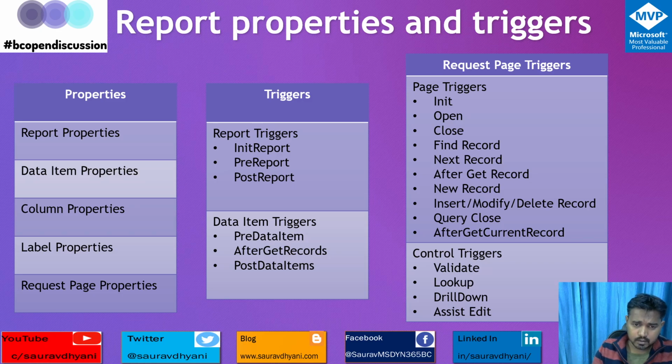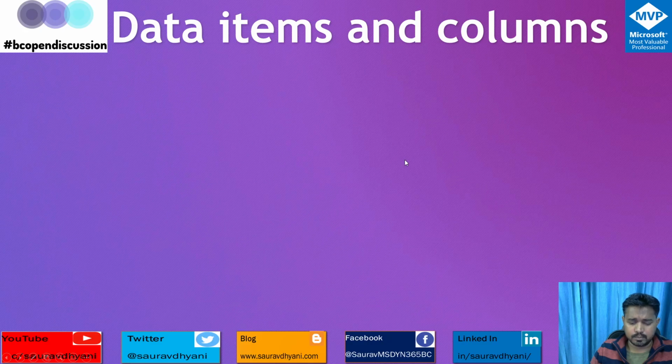You don't have to remember any of these. When we start working on these reports, we'll understand what these different properties and triggers are. So don't get confused at this point. Once we go ahead, we'll try to cover most of these as we go through the series of report development. So let's move ahead and see what's left in the report description.